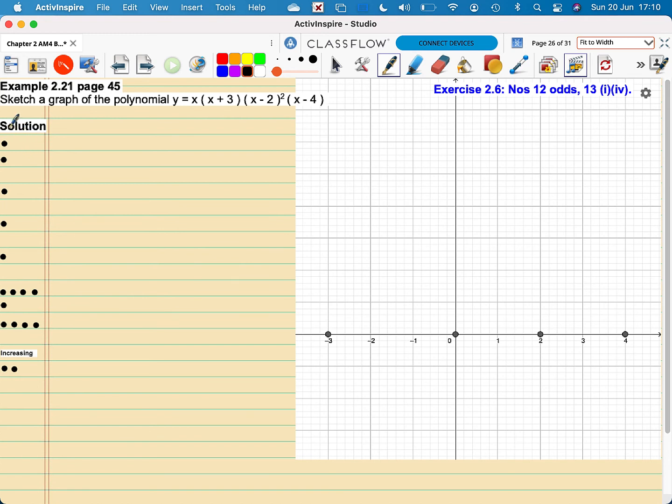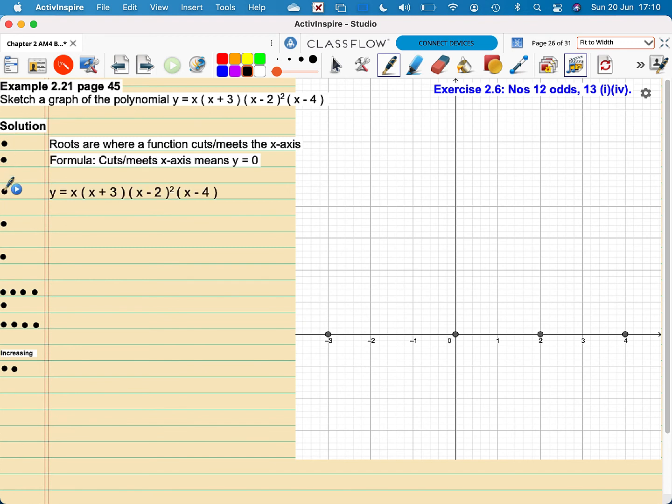We'll talk about that in a few moments. So what do we know? Well, we know in order to find out where this graph cuts or touches the x-axis, we put y equal to 0. So we put y equal to 0, and we get this equation becoming this equation. Okay, we've rewritten the equation.